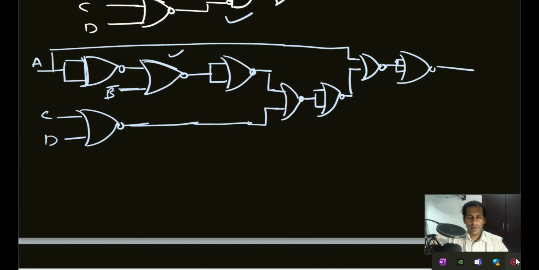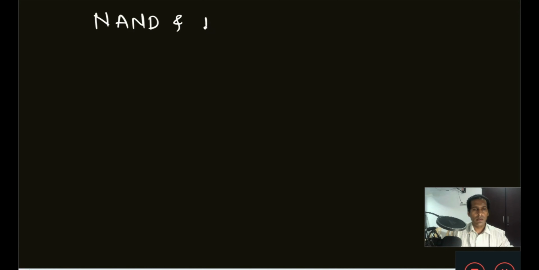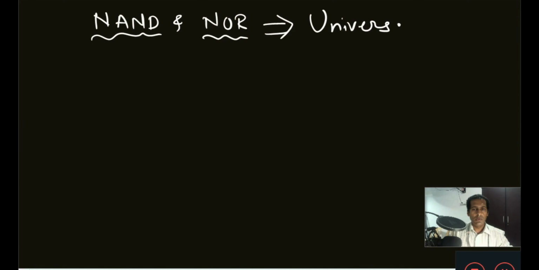Now let us discuss the universal gates. There are two universal gates we use in this subject, say NAND and NOR. NAND and NOR gates are considered as universal gates. These gates are called universal gates because they can be used to construct all other gates by using only NAND or only NOR gates.